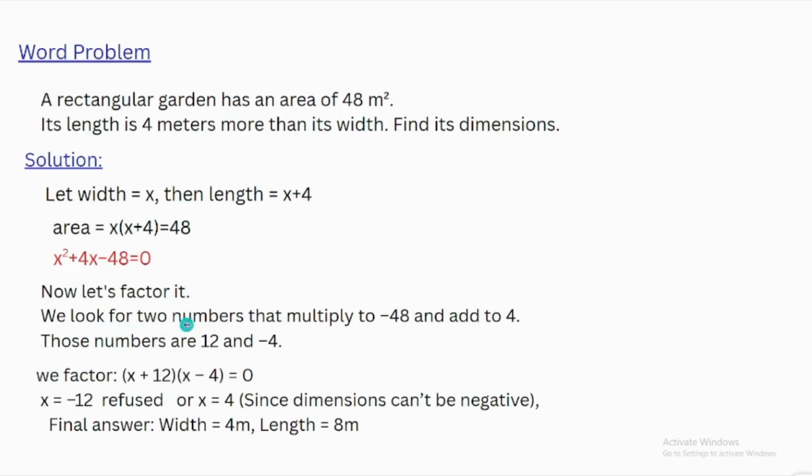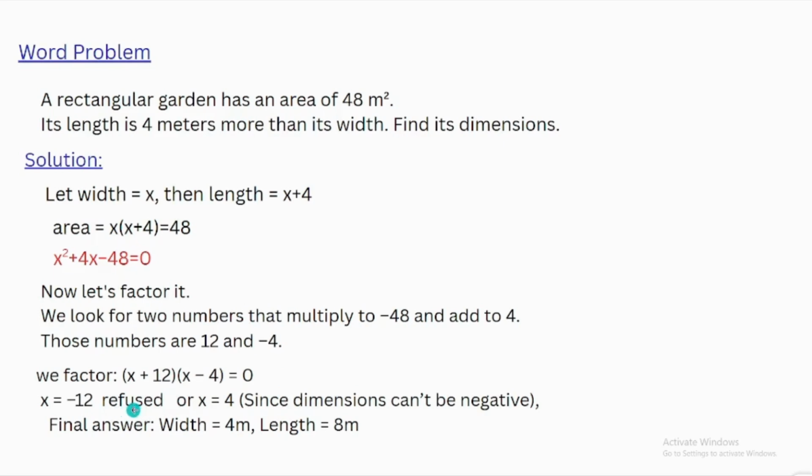We look for two numbers that multiply to negative 48 and add to 4. Those two numbers are 12 and negative 4. So we factor: x plus 12 times x minus 4 equals 0. So we get x equals negative 12.